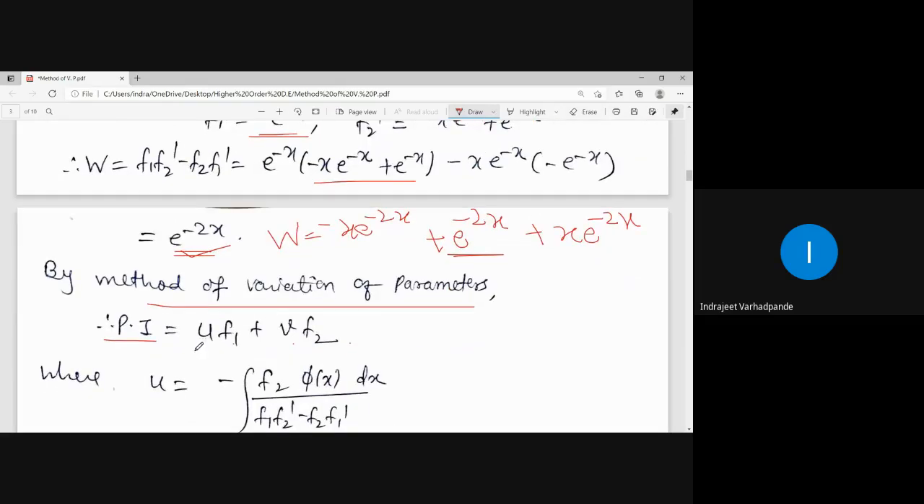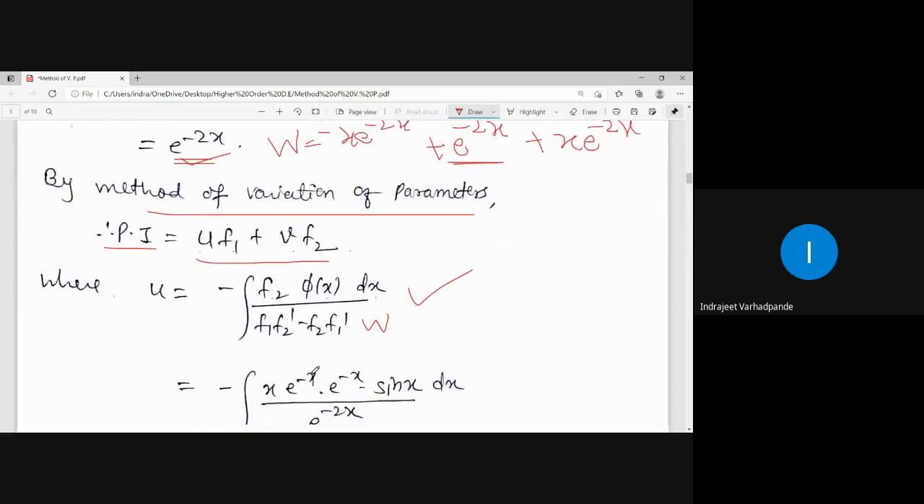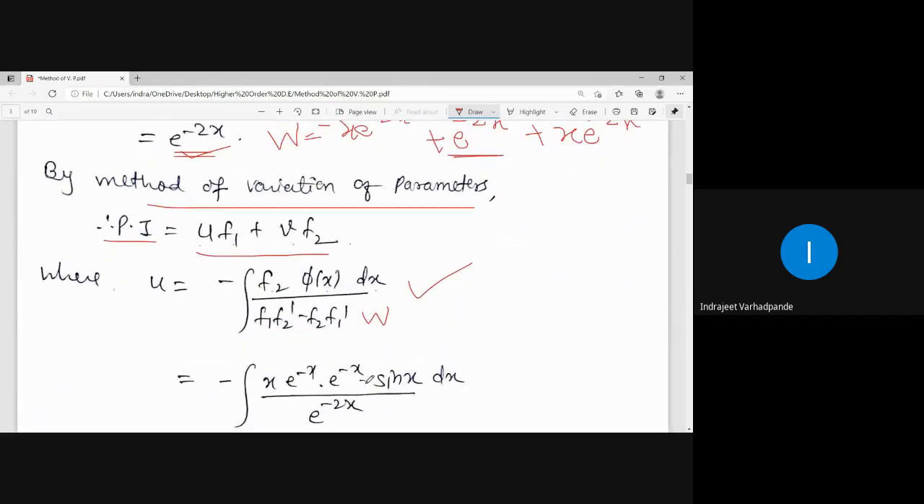So I know that PI will be u f1 plus v f2, but how will u be found? u will be minus integral of f2 into phi of x dx upon f1 f2 dash minus f2 f1 dash. This is the formula. In place of this denominator you can write W as well. W is nothing but the Wronskian. So put the values appropriately. How much was f2, how much is the RHS, how much was the denominator?